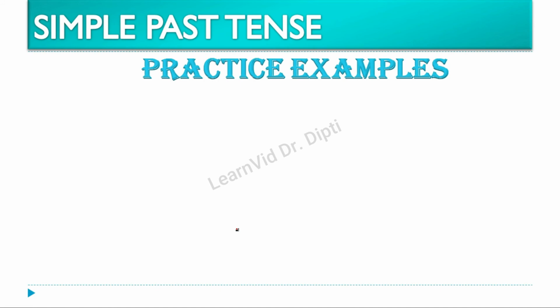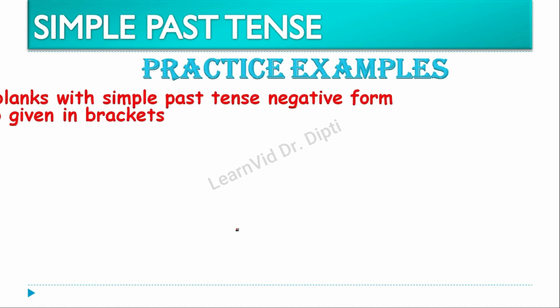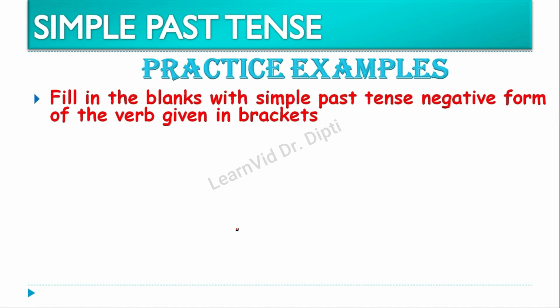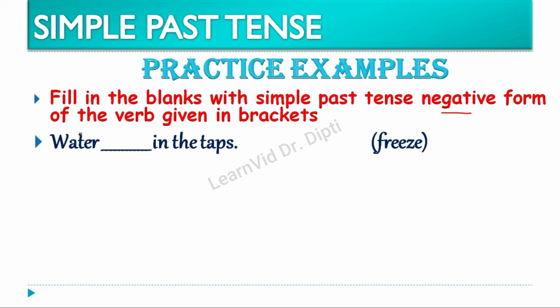So friends, now let us practice with some examples. यहाँ पर you have to fill in the blanks with simple past tense in the negative form of the verb. आपको यहाँ negative form of verb से fill-ups करने हैं. The first sentence is water dash in the taps. और यहाँ पर जो verb form दिया है that is freeze. तो इसका आंसर क्या होगा? इसमें हमने past form लगाना है, that is did not. So the water did not freeze, क्योंकि ये root form of verb लगेगा did not के साथ. The water did not freeze in the taps.